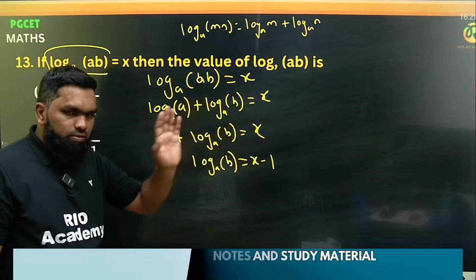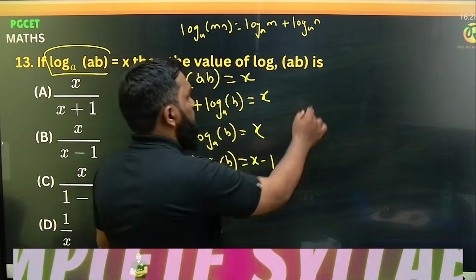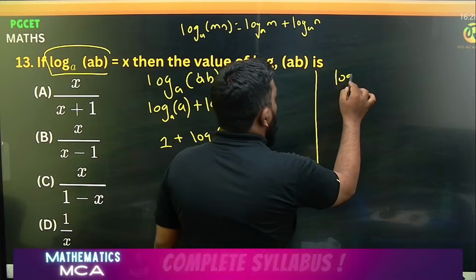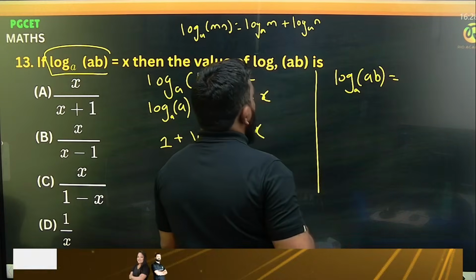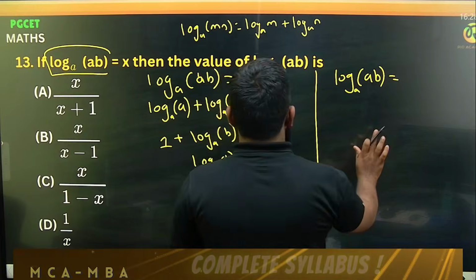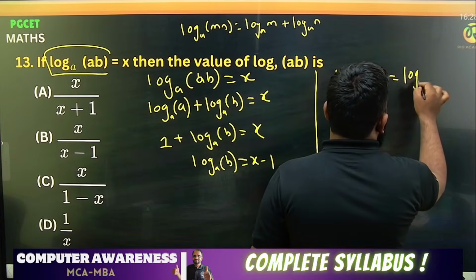1 shifts to this side, so x minus 1. We need to find log of a of b. Base b is there. Again, the same property we have to take, log of b.